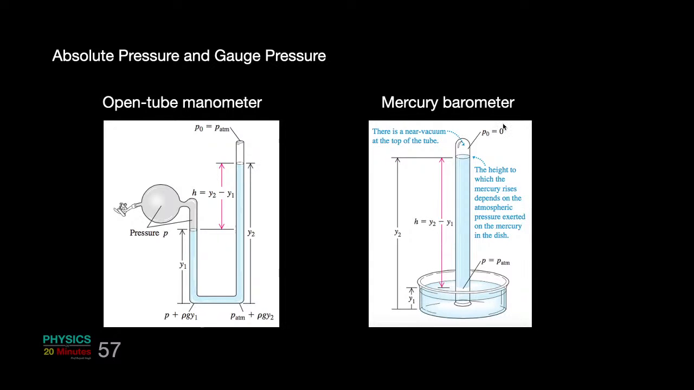This is a mercury barometer. Again, the use of mercury makes things smaller in size. You can make a barometer by using any other liquid for that sake.